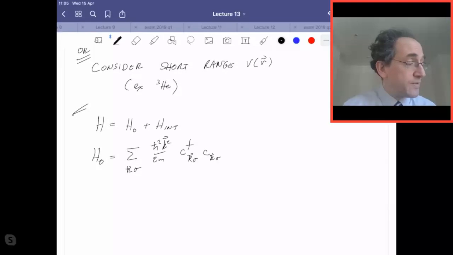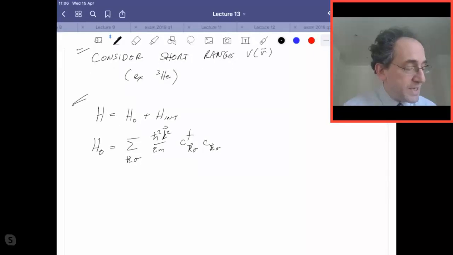So it just counts the number of fermions, either 0 or 1, in a particular orbital k and sigma, with wave vector k and spin sigma. And if it's occupied, if c dagger c gives 1, you get energy h bar squared k squared over 2m. Pretty easy first term of the Hamiltonian.